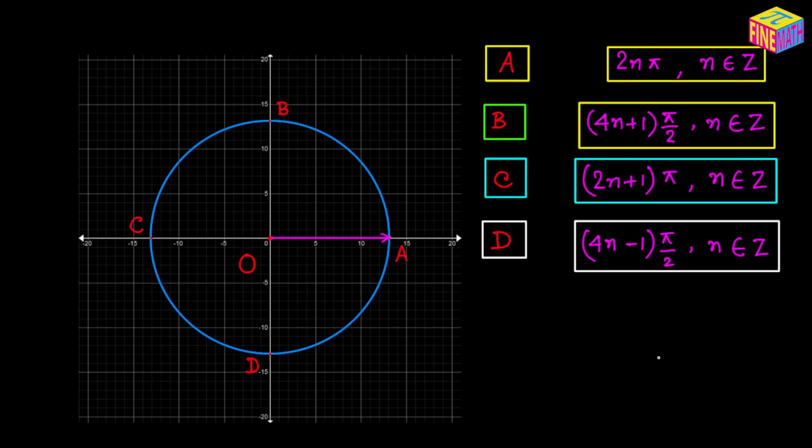Well, sine ratio is actually the y coordinate of that point, and cosine ratio is actually the x coordinate of that point. I have already posted a detailed video on the concept of unit circle. I have provided the link in the description. Feel free to watch that video. So at position A, the value of sine function is actually 0, because the y coordinate is 0 at the point A.